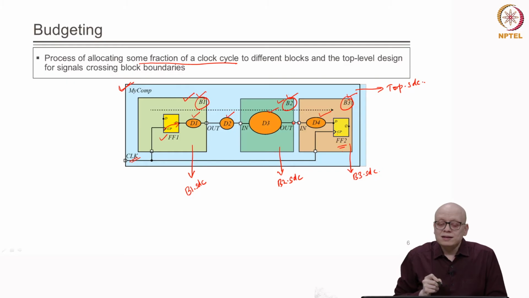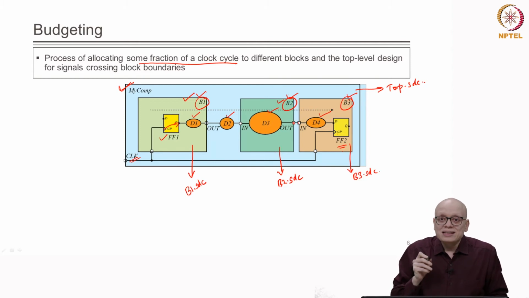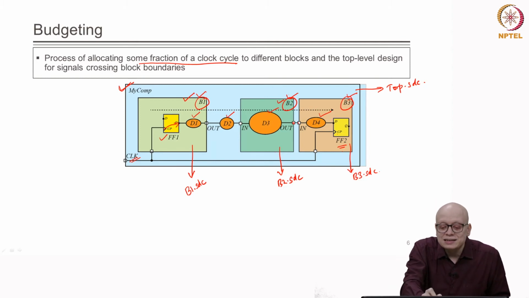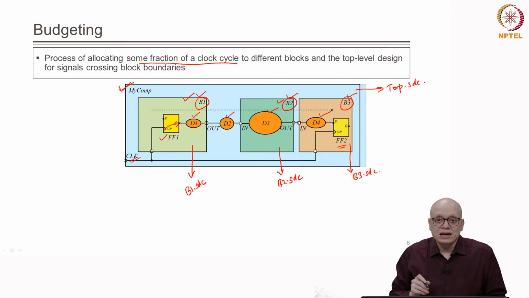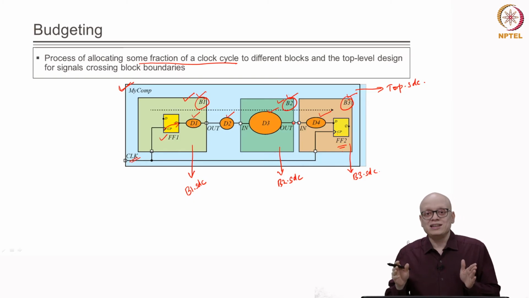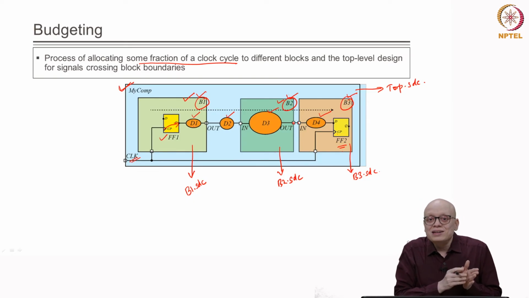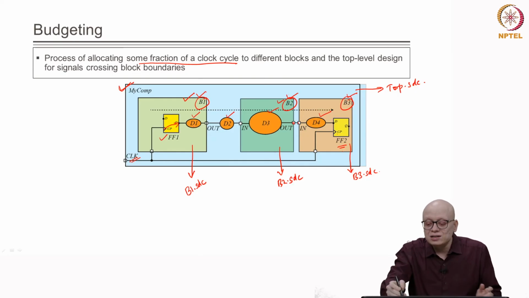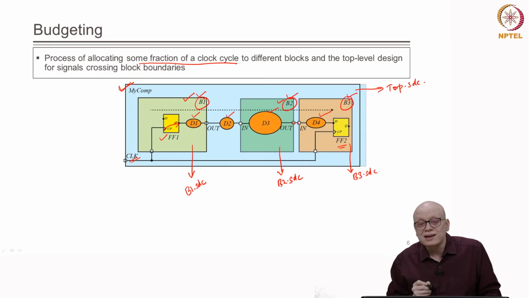Now, in the SDC file for each block, we should have a constraint which says how much time D1 can take at maximum. If D1 takes a lot of time, meaning the delay is very large, then the signal will not reach block B3 in one clock cycle.